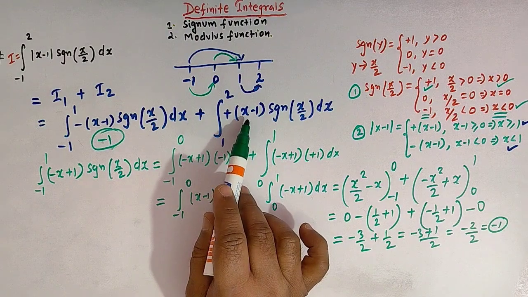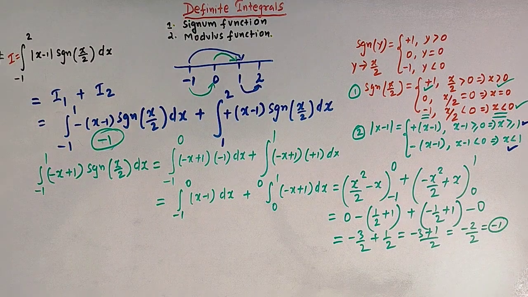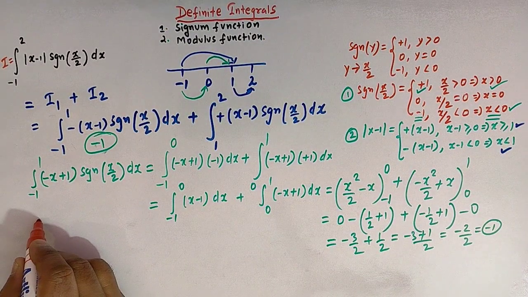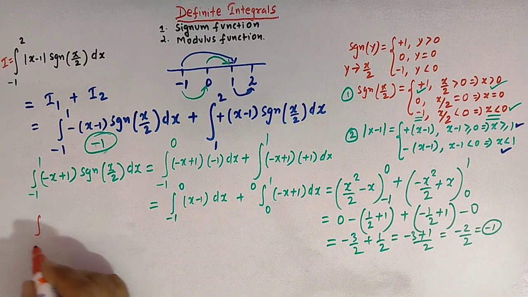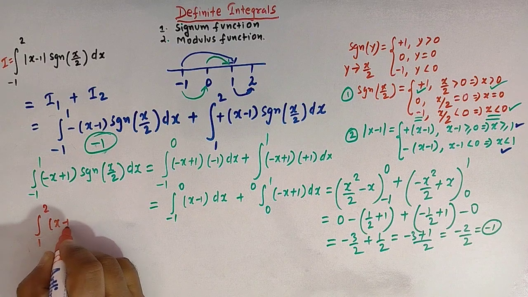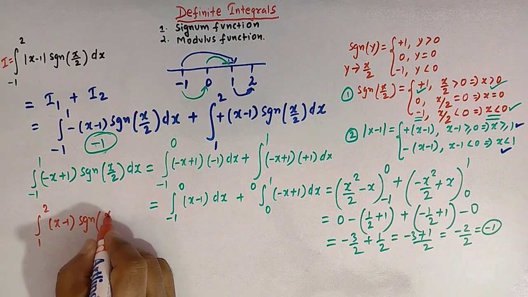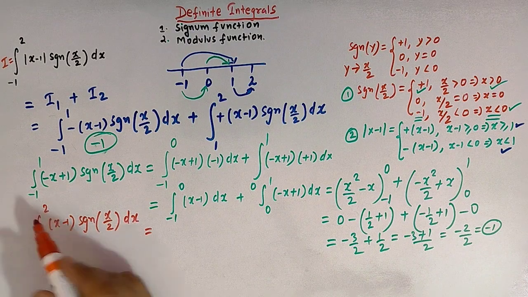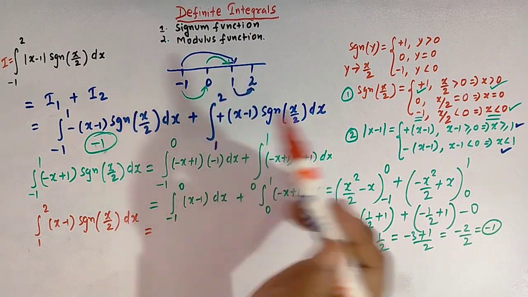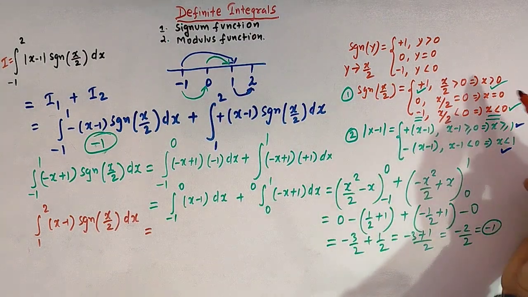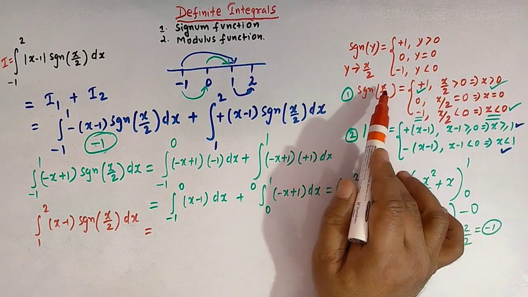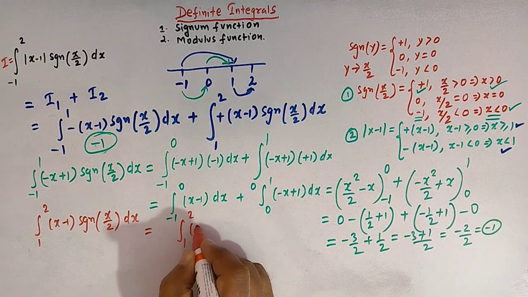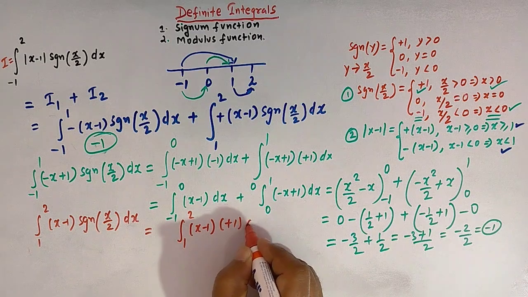Now let us calculate this integral I2. When we take this integral, that is from 1 to 2, of x minus 1 and signum of x over 2 dx. Now see, here the limits are from 1 to 2. When we go from 1 to 2, all the x are positive, so x is greater than 0, so signum of x over 2 can take the value plus 1. So we have 1 to 2, here we have x minus 1, and here we have plus 1.